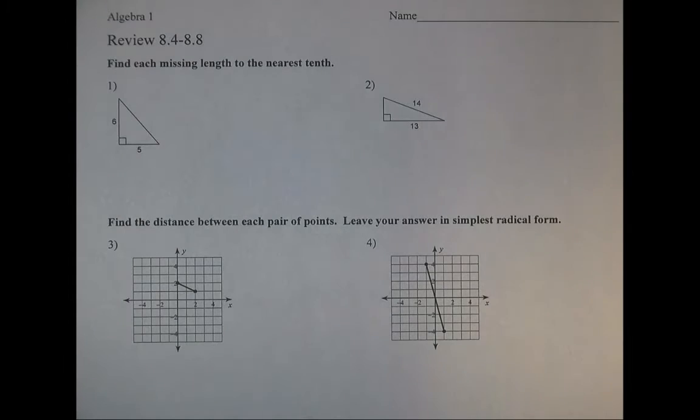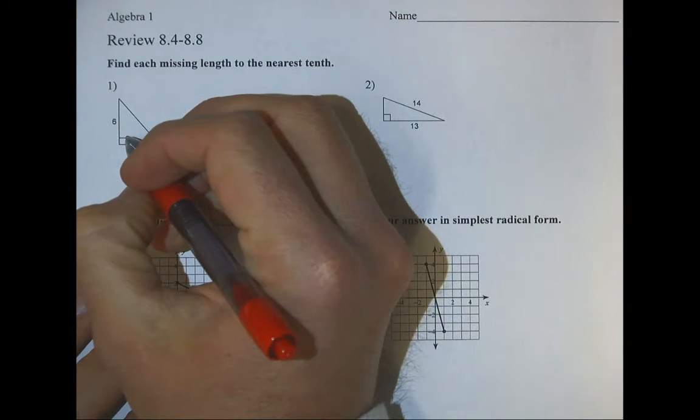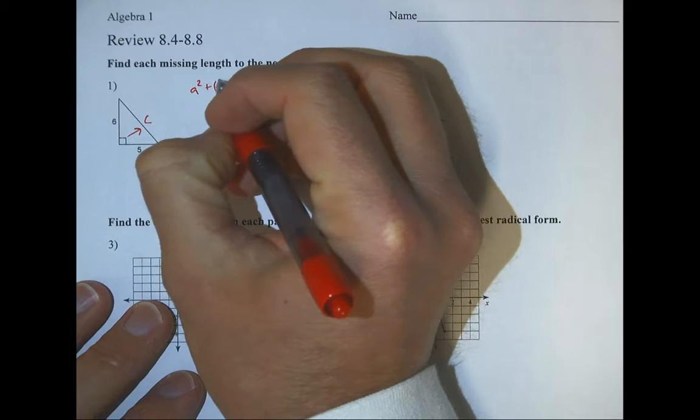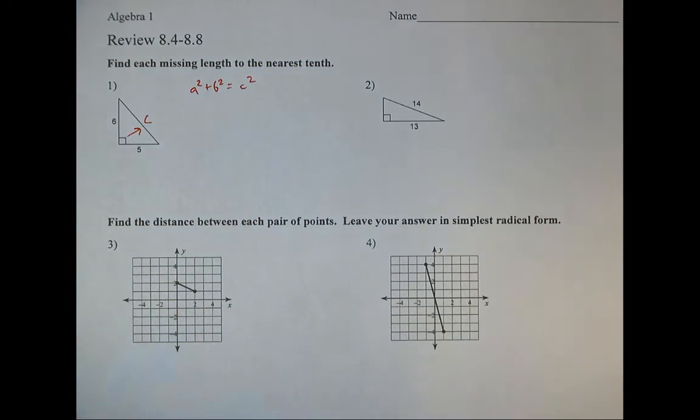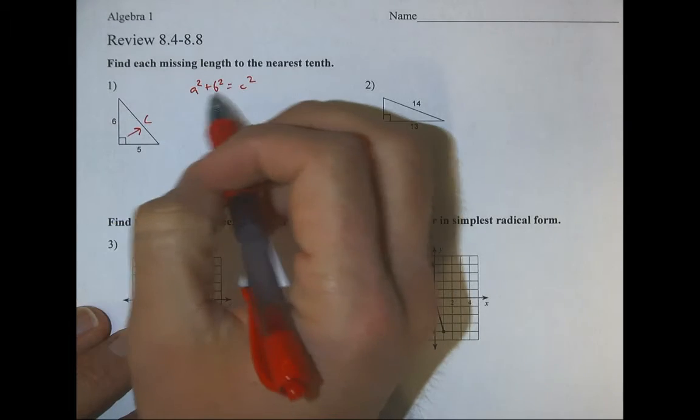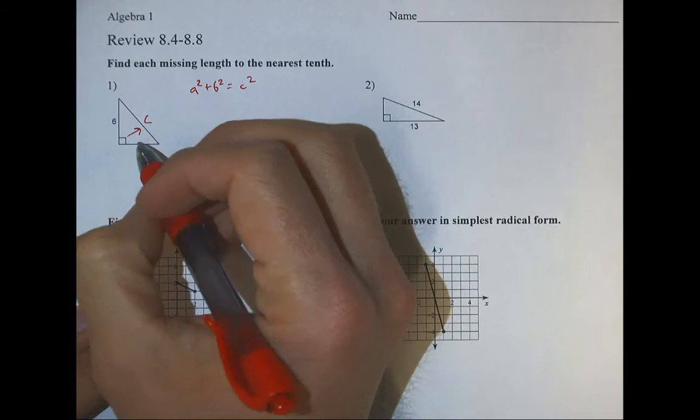All right, this is a review of 8.4 to 8.8, and we are starting with some Pythagorean Theorem questions. So across from your 90 is always your C, and we're using a squared plus b squared equals c squared because it's a right triangle. So the a and the b are the two legs coming out from the 90 degree, which would be the 6 and the 5. We're solving for c.